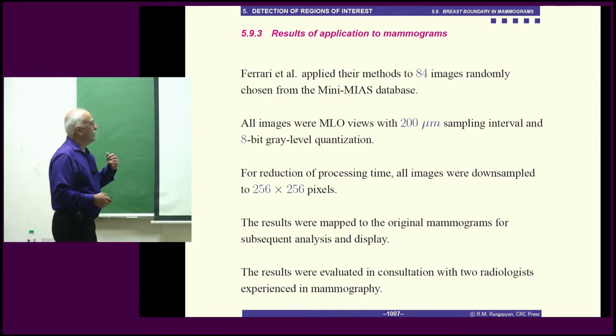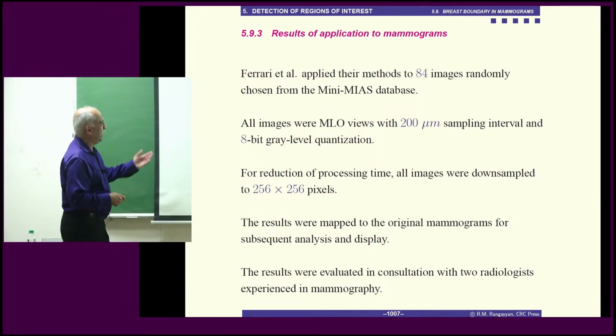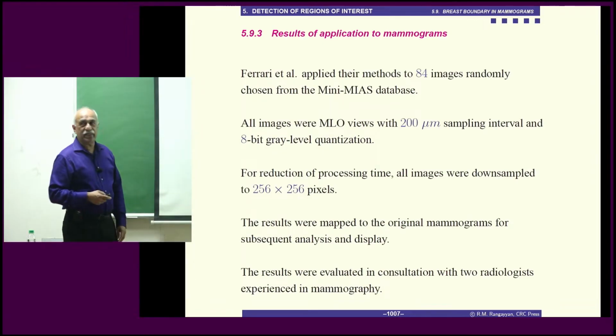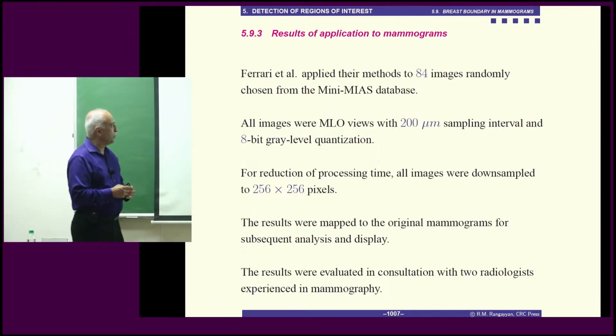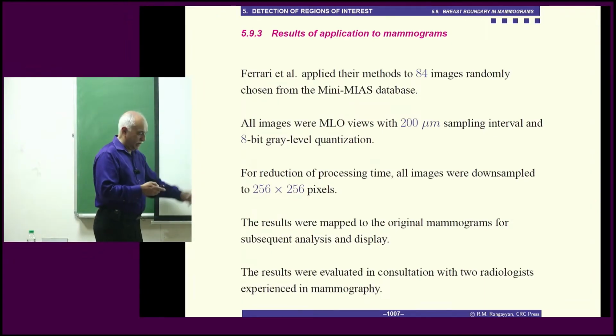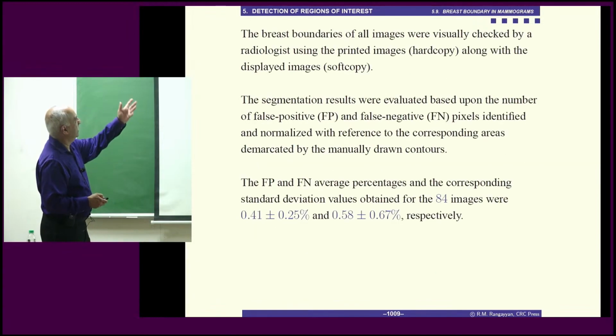In this work, Riccardo Ferrari tested the methods with about 84 images, a different number of images for different algorithms. These are mediolateral oblique views with 200 micrometer sampling interval and 8-bit gray level quantization from the MIAS database, which is a public database. The images were reduced to 256 square just for detection of the breast boundary, and then the results were mapped to the original mammograms. The results were evaluated by two radiologists. They ranked it.